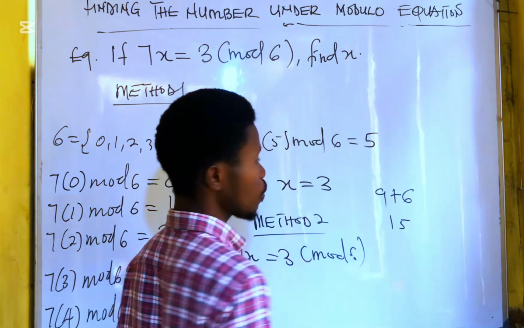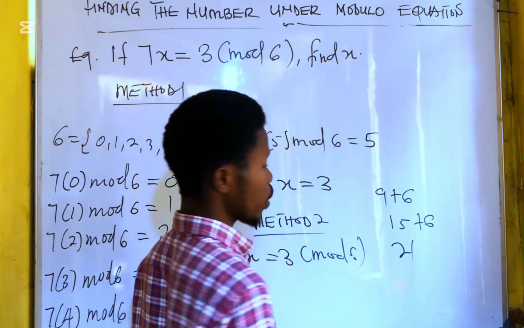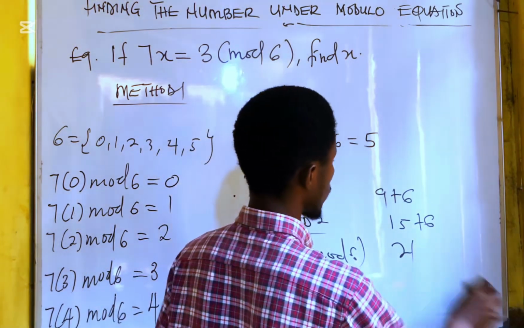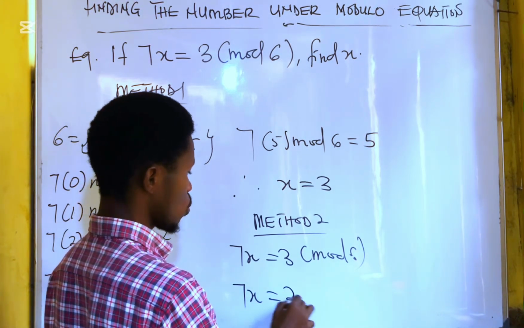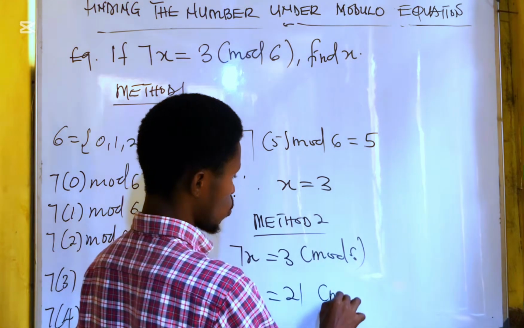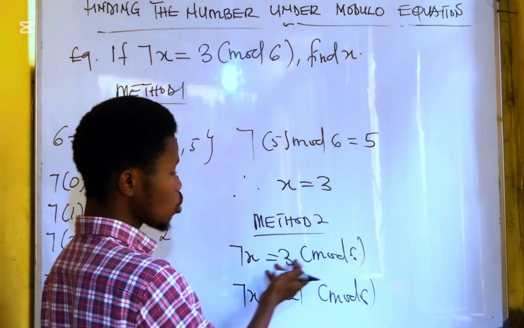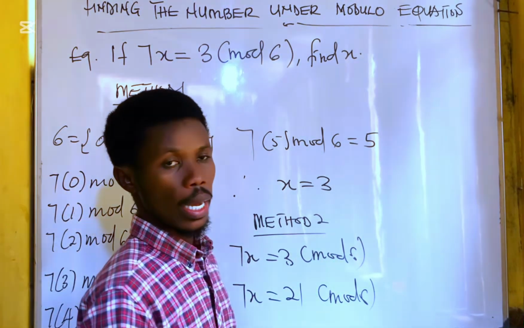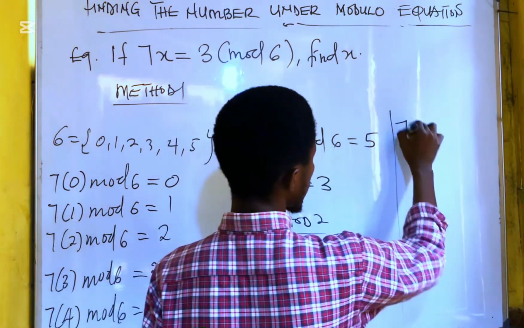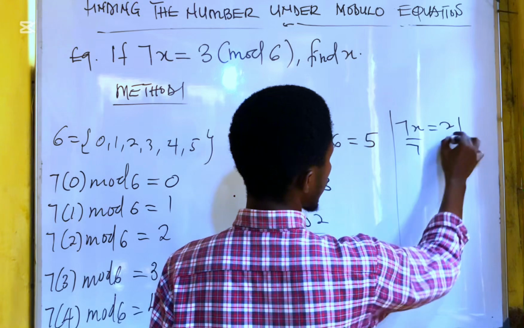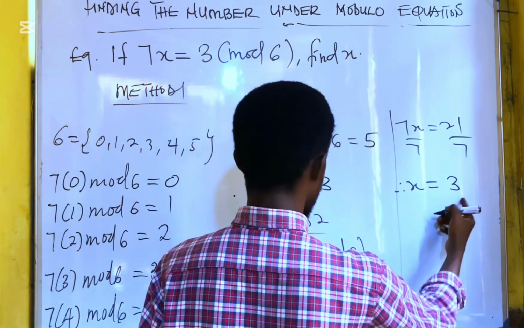That is 15. Is 15 divisible by 7? No. You add 6. That is 21. Is 21 divisible by 7? Yes. So here you are going to solve it like a normal linear equation. This can be written as 7x equals 21 under mod 6. What we did was keep on adding the mod to this number till you get a number that is divisible by the number here. So I have 7x equals 21. Dividing by 7, my x is 3.